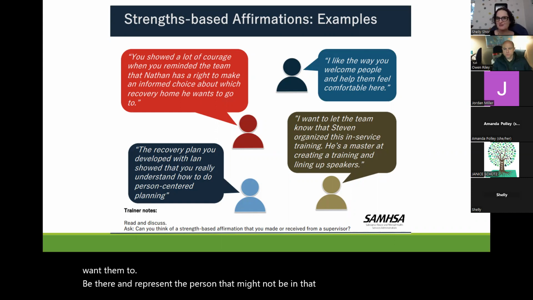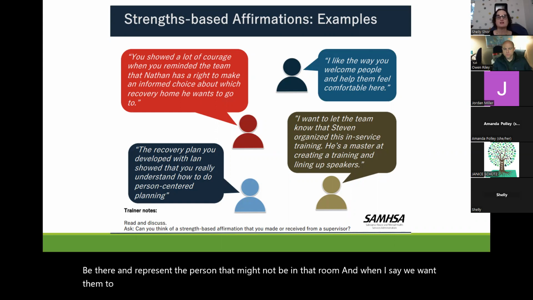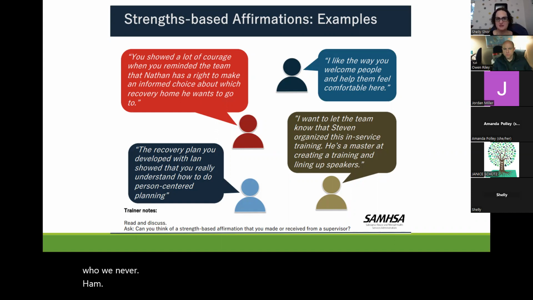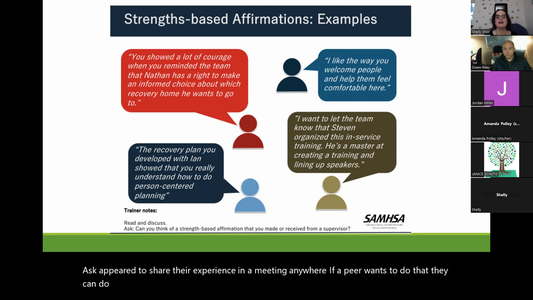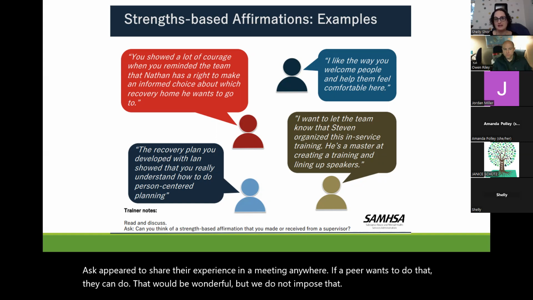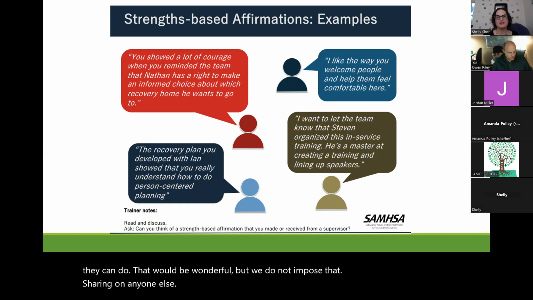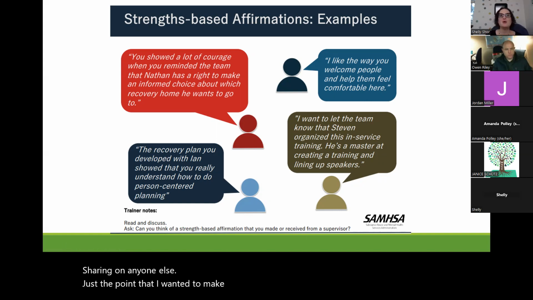And when I say we want them to share, obviously, the peer shares whatever they want and feel comfortable sharing. We never ask a peer to share their experience in a meeting anywhere. If a peer wants to do that, they can do that. That would be wonderful. But we do not impose that sharing on anyone else. Just a point that I wanted to make. Not necessarily has to do with the strength-based supervision.